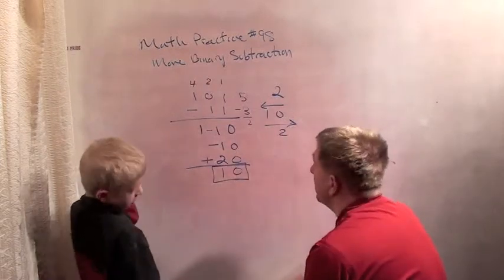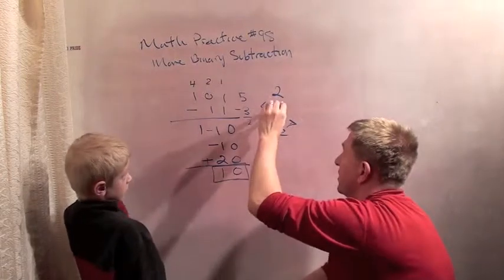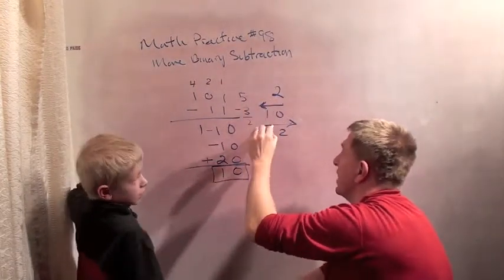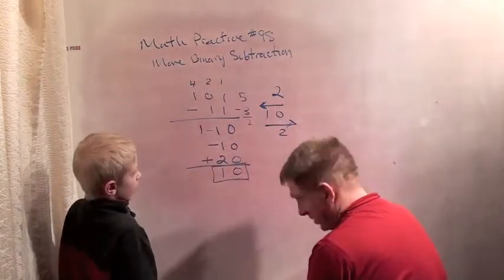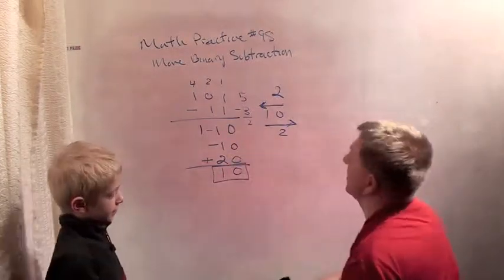Okay? So for binary subtraction, what we're going to have to learn is our shifting over the 2 rule in reverse. Taking a 1, 0 and turning it into a 2. Okay? Alright, that's a little better than yesterday. Alright, good job, sweetie.